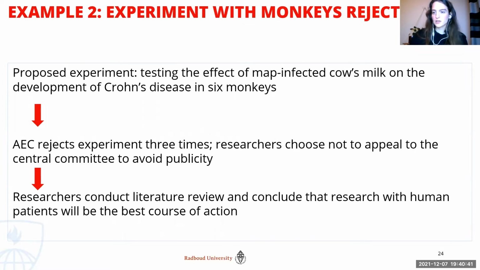So the researchers had a choice after the 3 rejections. They could appeal to a national central committee, but then this would be published, I think somewhere on a government website, but it would get publicity. And they didn't want this publicity, especially because monkeys is such a sensitive topic, more than mice, for example. So they didn't appeal. Instead, they conducted a literature review and concluded that research with human patients would be the best course of action.